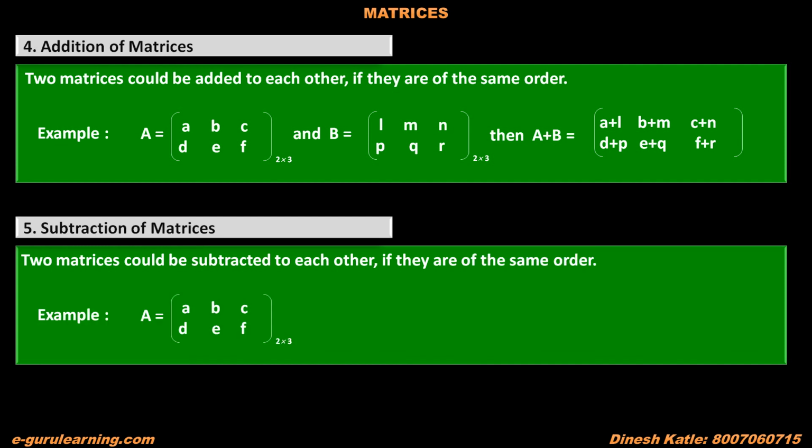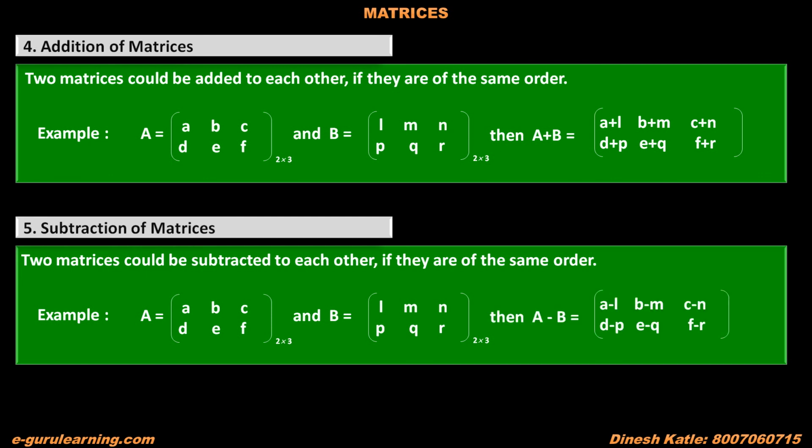Example, matrix A is equal to a matrix of order 2 into 3, having 6 elements. In first row A, B, C, and in second row D, E, F. And matrix B is equal to a matrix of order 2 into 3 having 6 elements L, M, N in first row, P, Q, R in second row.